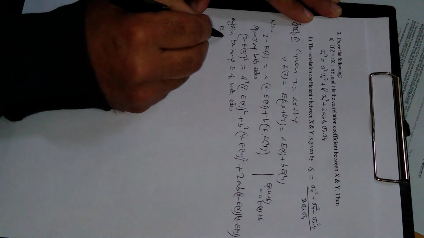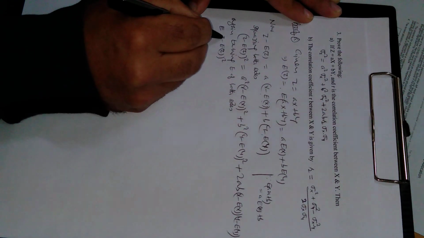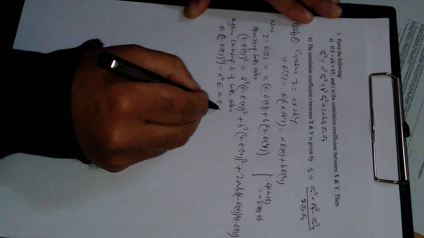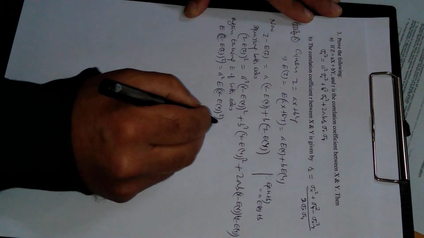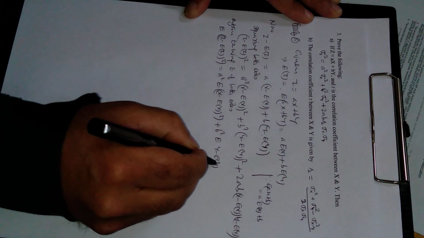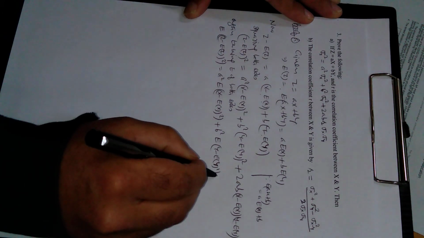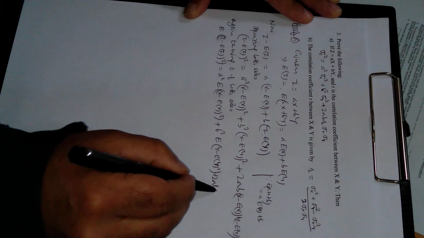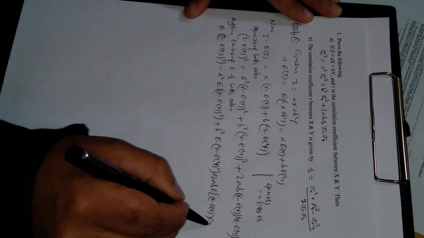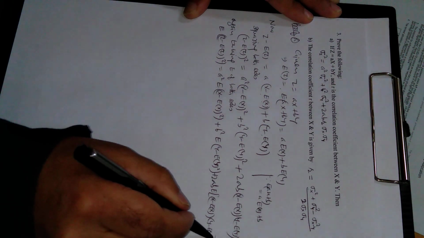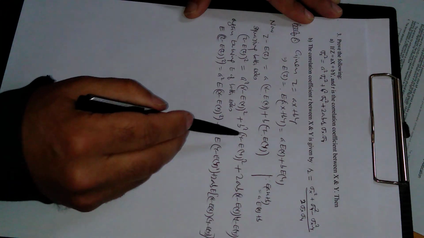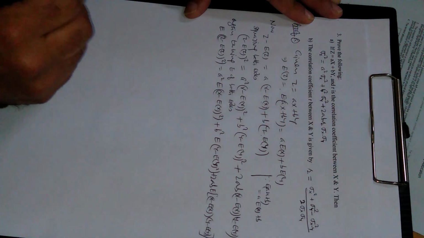so this will be expected value of z minus E of z whole square. a square is constant, this will be expected value of x minus E of x whole square. Similarly b square is constant, so this will be expected value of y minus E of y whole square. Similarly here 2ab is constant, and the rest will be expected value of x minus E of x into y minus E of y. This is by taking the expected value of both sides. Again because a square, b square and 2ab are constants, because of this result we will get this type of result.